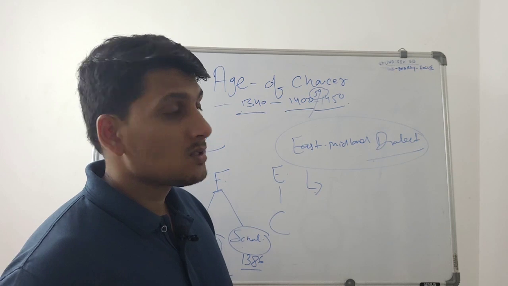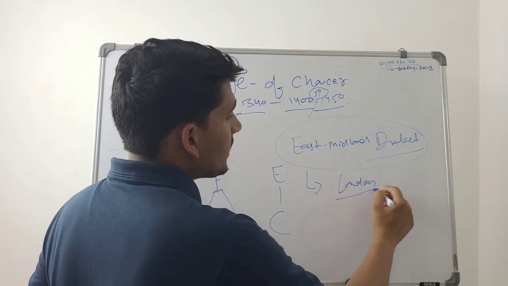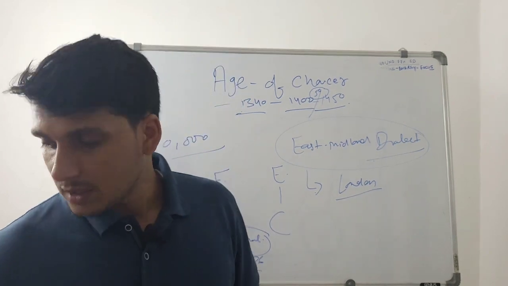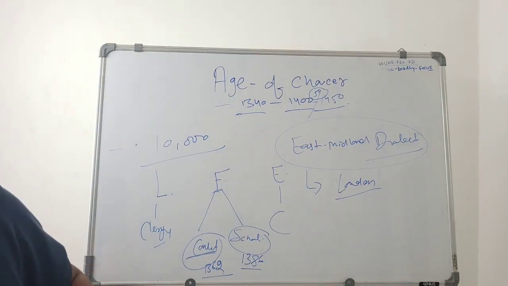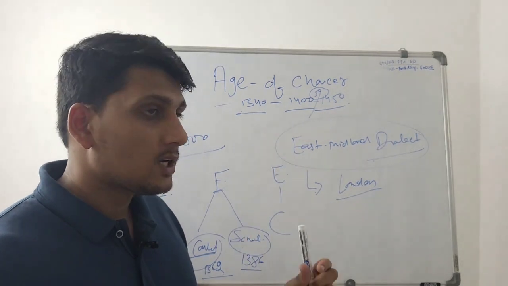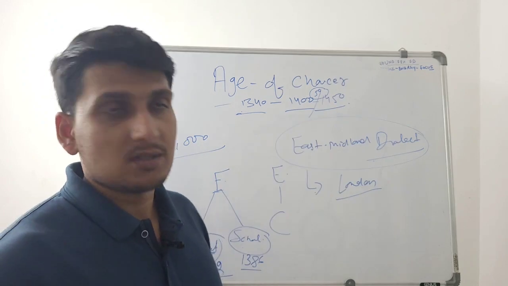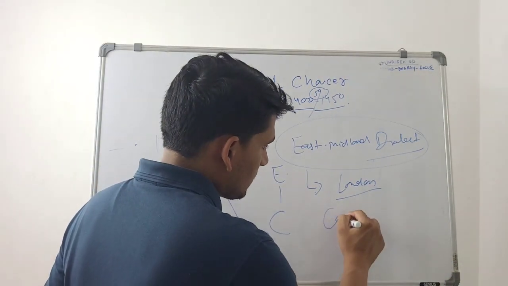Why? What was the main reason? Because this dialect was being spoken in London, which was the center of trade and commerce and culture and writing back then, right? So the rich culture's language or dialect was used for writing by him. Why? Because he was a courtly person.